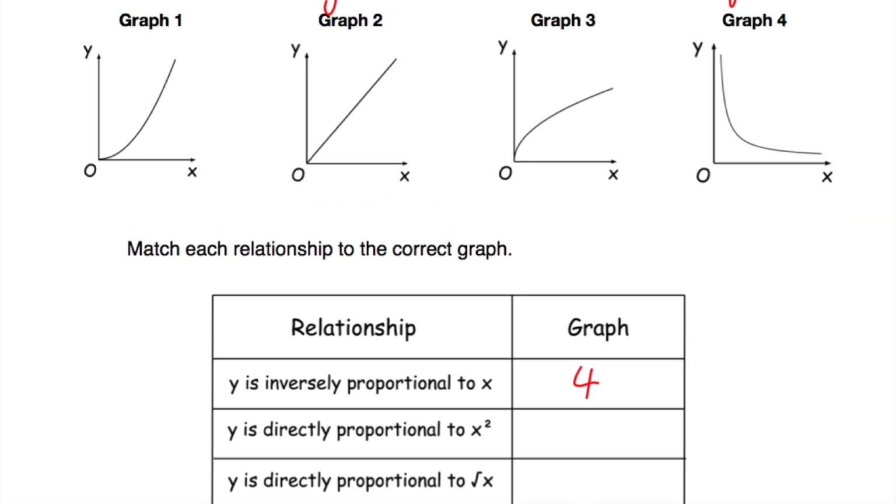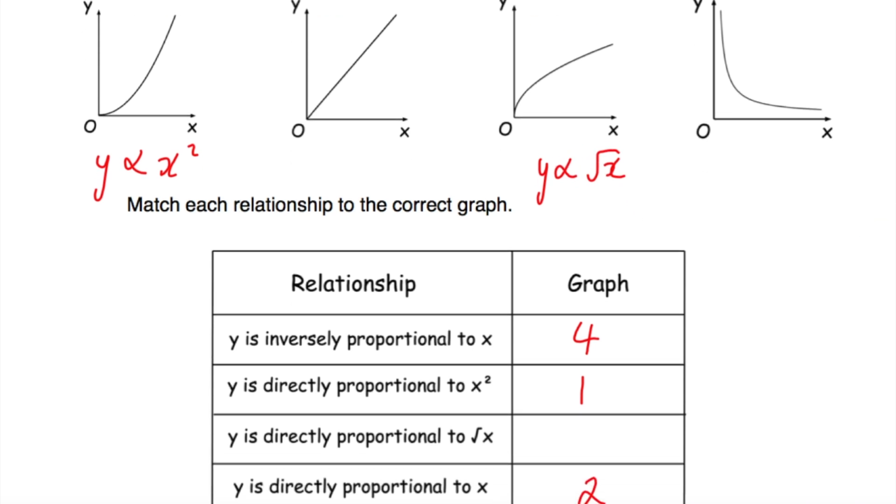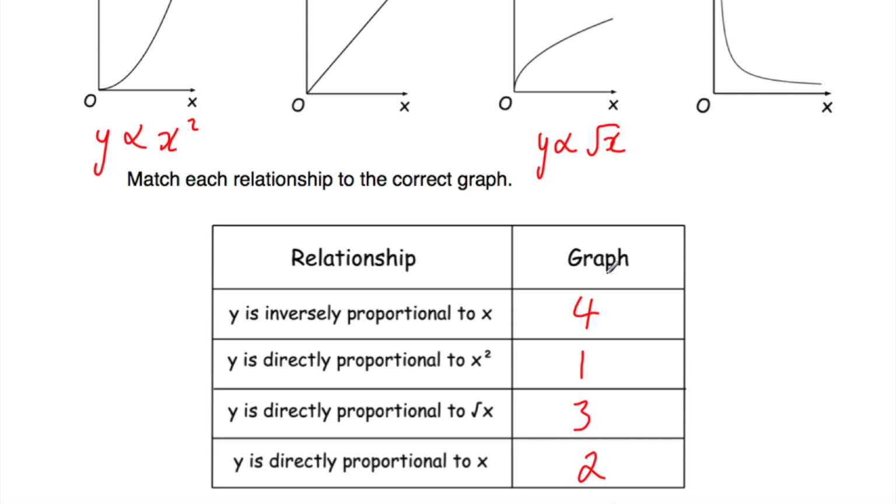As I mentioned, directly proportional to x squared looks like this one. It looks like that right hand side of the x squared graph, that parabola. So that's going to be graph 1. And then finally, this one here is y is directly proportional to the square root of x. So that's going to be graph number 3 for that one. And that's it. So our answers are 4, 1, 3 and 2.